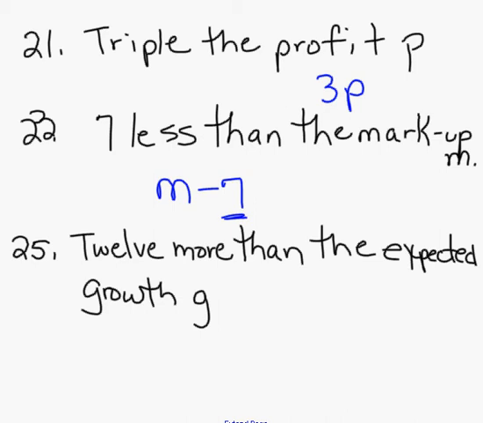Okay, number 25 says 12 more than the expected growth G. That means I start with G and I'm going to end up with 12 more than that. To get more than that, I have to add to it. So it's G plus 12.